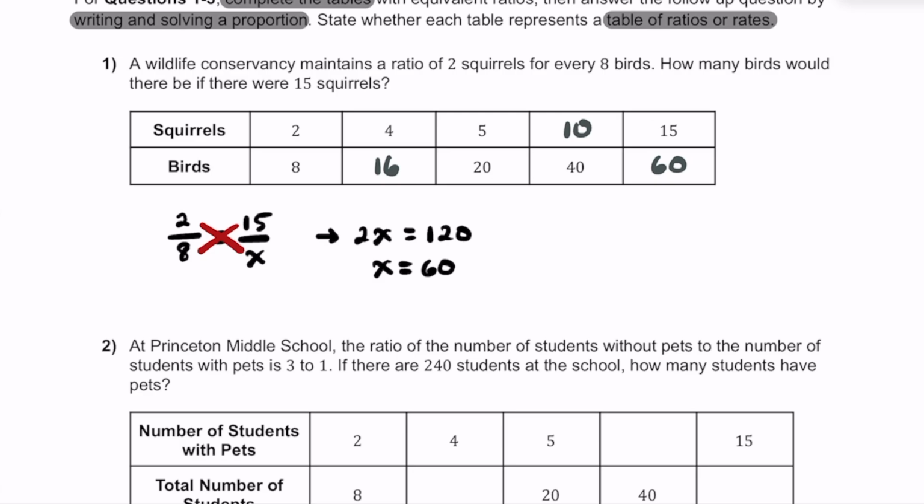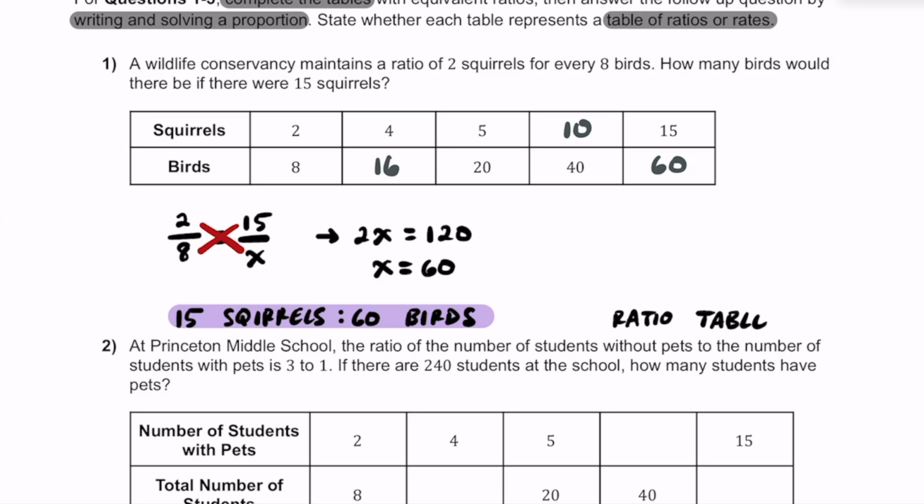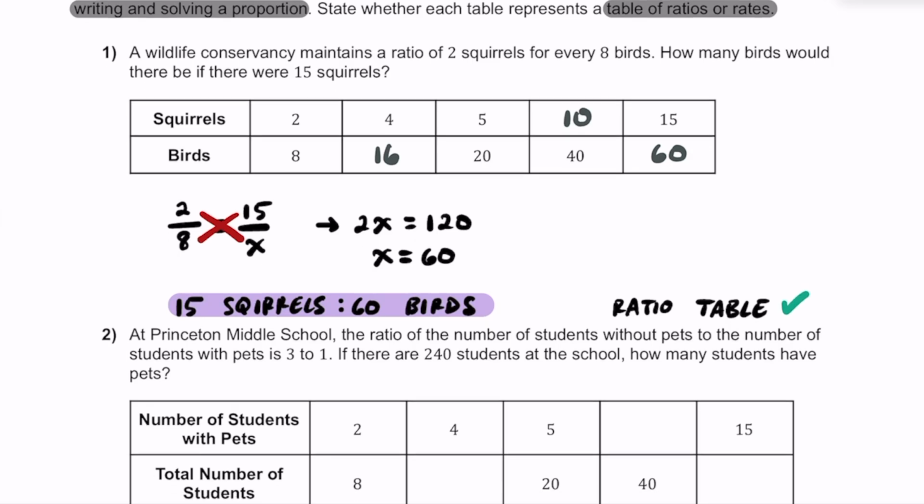When it says how many birds would there be if there were 15 squirrels, you can say that we would have a ratio of 15 squirrels to 60 birds. So that'd be the answer to that part of the question. And then finally, we have to state whether this is a ratio or a rate table. We're going to say that this is going to be a ratio table just because these units are very similar. We're talking about animals here, so I would think that they're kind of in the same category of units. All right, let's check out number 2.